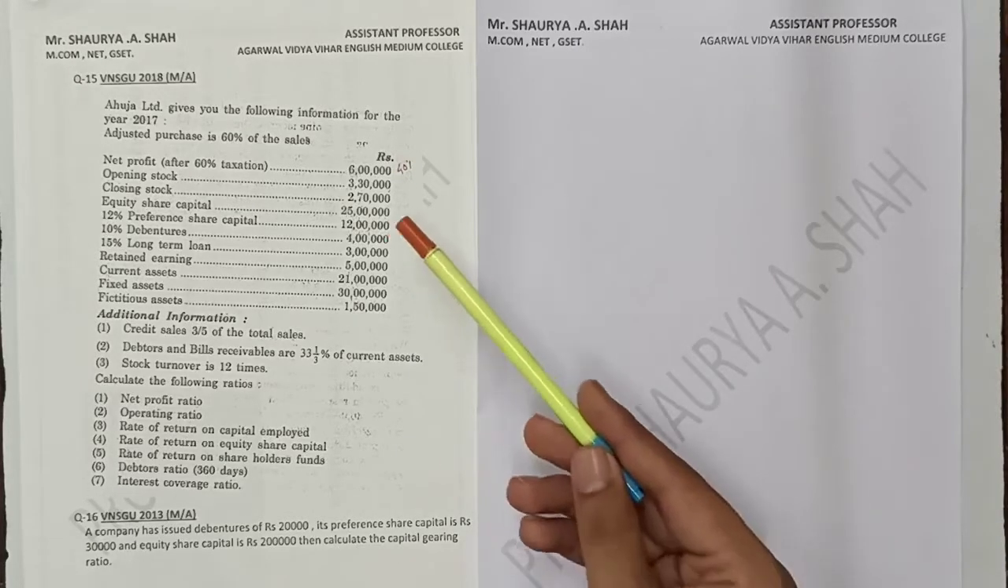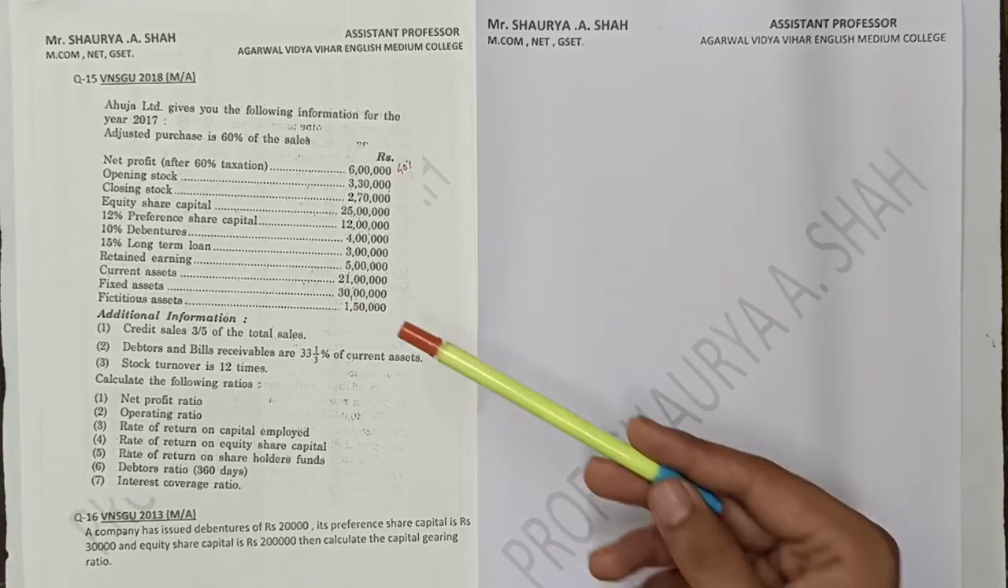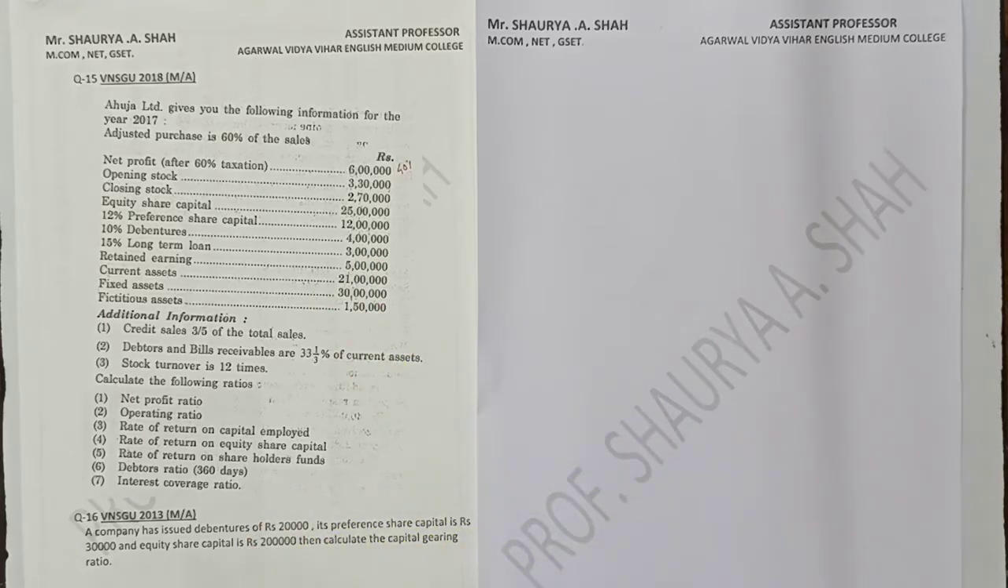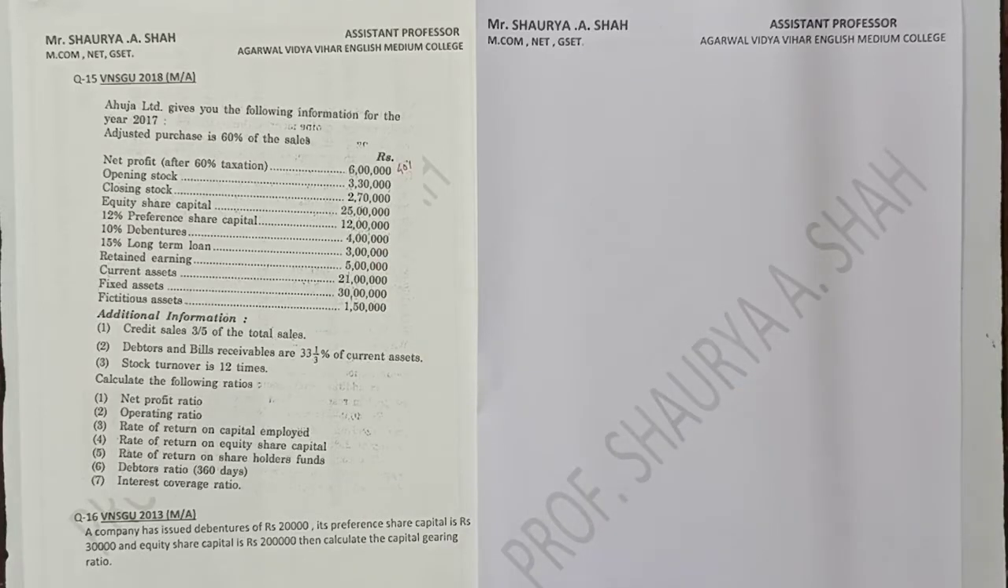Okay. Equity capital is given, preference capital is given, 10% debentures are given and 15% long-term loans are given, right? So I can say 2 long-term liabilities are given. Then retained earning is given, right? Current assets are given, fixed assets are given, and fictitious assets are given, right, students? So all the particulars you are having.